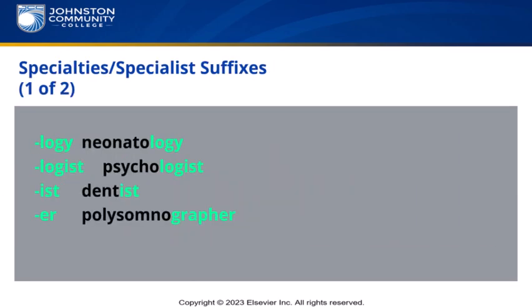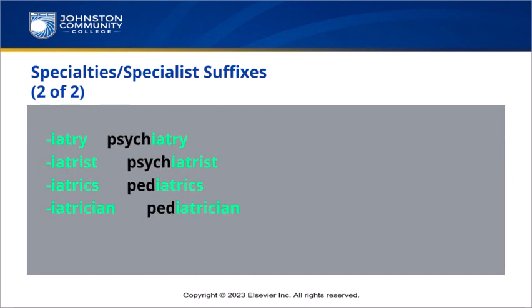Let's look at some specialties and specialist suffixes. So the study of newborns is neonatology. One who specializes in the study of the mind is a psychologist. A teeth or tooth specialist is a dentist. One who records many aspects of sleep is a polysomnographer. The process of treatment of the mind is psychiatry. One who specializes in treatment of the mind is a psychiatrist. The treatment of children is pediatrics. The one who specializes in treatment of children is a pediatrician. Make sure to pay attention and know the difference between these endings.